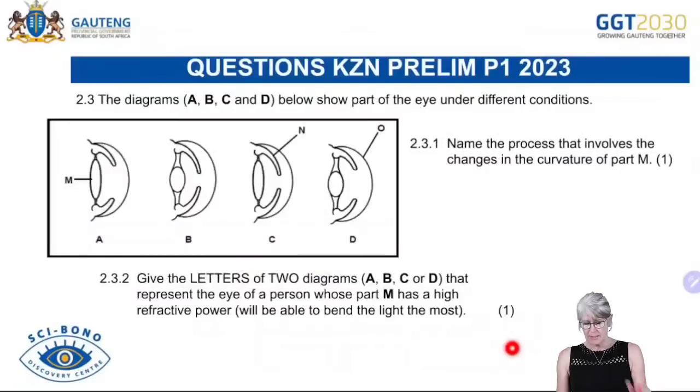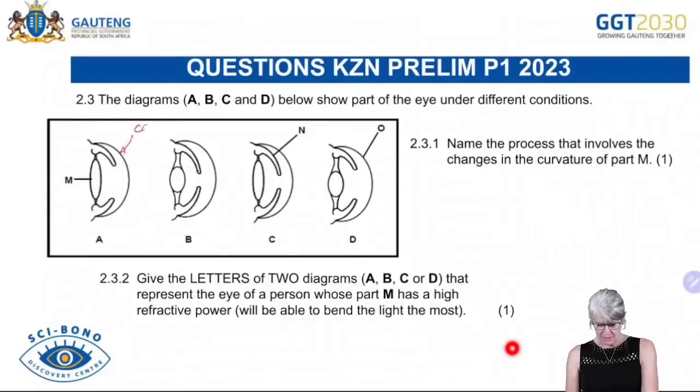Okay, here's a very good question, a very nice question. If you look at the diagram, you first have to have a look to see exactly what that is. If we have a look at the diagrams, we can see this would be the cornea.